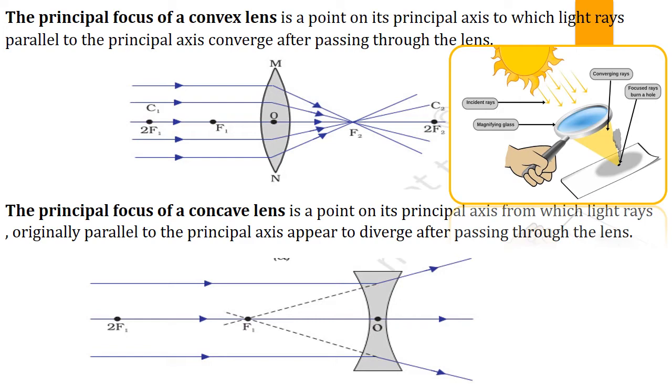So let us define the principal focus of a convex lens. It is a point on its principal axis to which all the light rays parallel to the principal axis converge after passing through the lens. Now, what is the principal focus of a concave lens? It is a point on its principal axis from which the light rays originally parallel to the principal axis appear to diverge after passing through the lens. So as we said, a concave lens has a virtual focus, whereas a convex lens has a real focus.